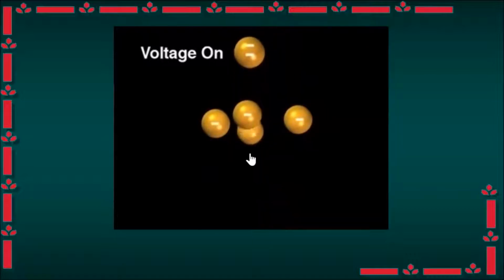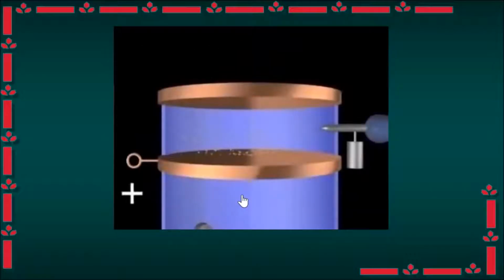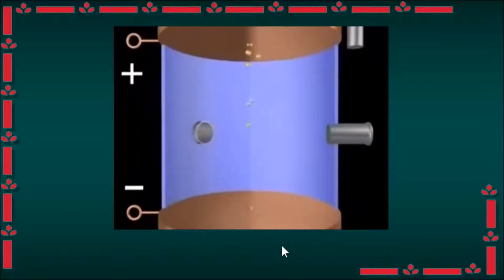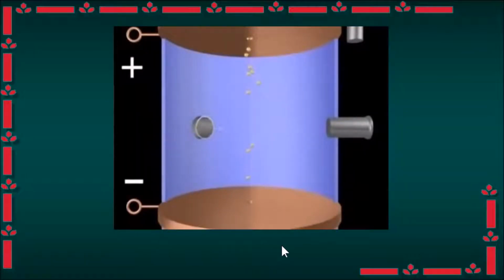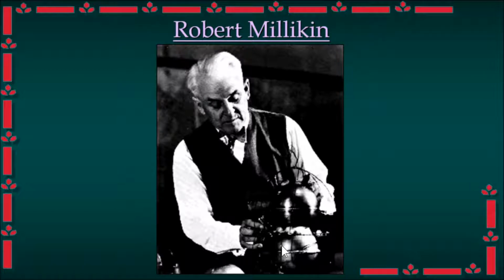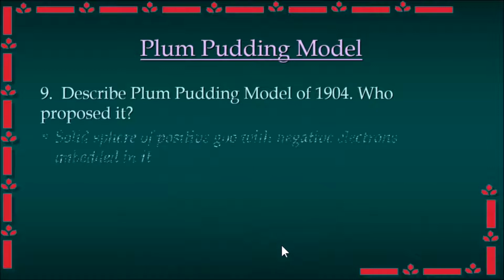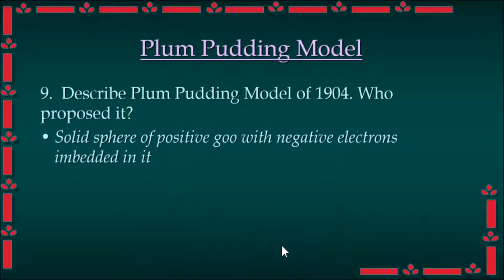By adjusting the applied voltage and observing the droplets both with voltage off and voltage on, Millikan was able to determine that the charges on the droplets were all multiples of a smallest value, 1.6 times 10 to the minus 19th Coulomb. He came up with experimental values that proved the electrons existed. Okay, so who described the plum pudding model in 1904 and who proposed it? It was a solid sphere of positive goo with negative electrons embedded in it, J.J. Thompson.